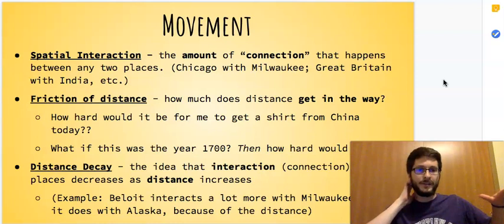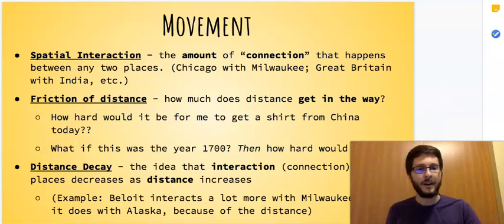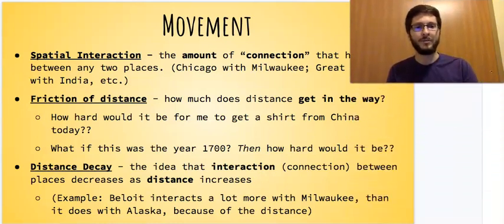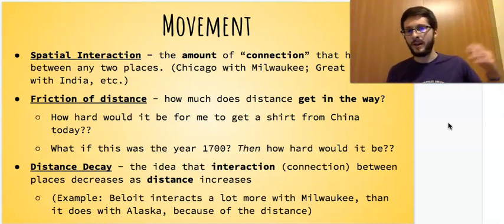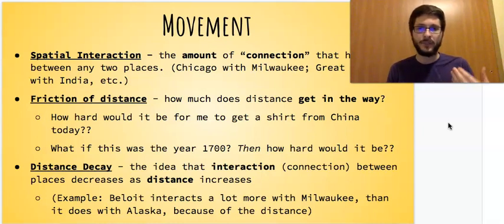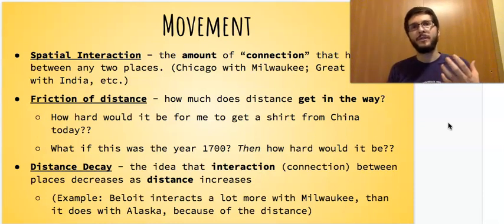Typically, the further the distance, the more that would get in the way of any sort of interaction. However, because it is the year 2020, you can do quite a bit over long distances. So the distance between places these days doesn't matter quite as much. How hard would it be for me to get a shirt imported from China? Well, these days, not very hard. Friction of distance is not too high these days. Friction does not get in the way that much.